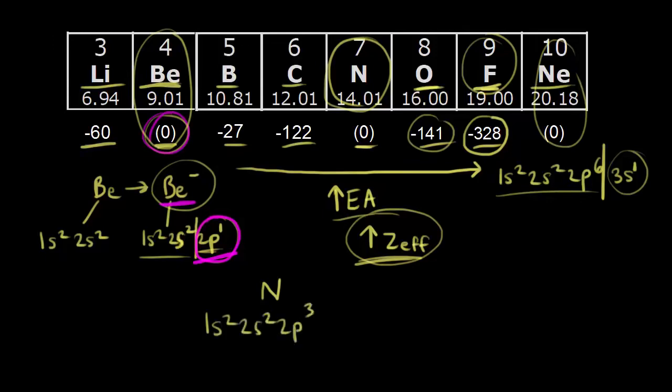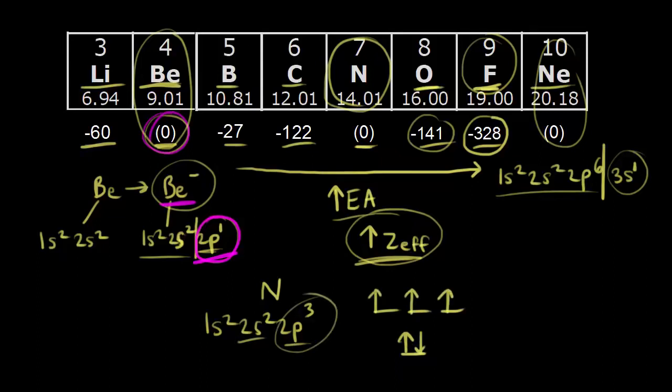So if we draw out our orbitals, let's just say this is the 2s orbital, and then these are the three 2p orbitals. So we'll just do these electrons here. Two electrons in the 2s orbital, and then we have three electrons in the p orbitals. So let's draw those in there.